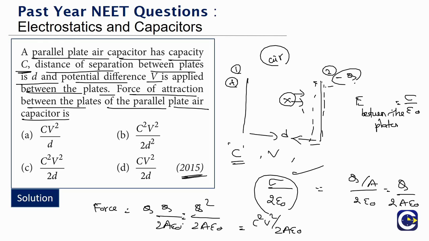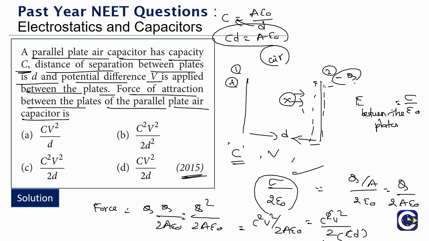2A into epsilon naught. But the options are not matching, because in the options we don't have A, since A is a variable that we have introduced. Then how do we deal with this A? If you look at C, what is the capacitance value? A into epsilon naught by D. So in place of A into epsilon naught, we can substitute C into D. So look at this, C square V square by 2 into, in place of A into epsilon naught, C into D. So one C is cancelled.